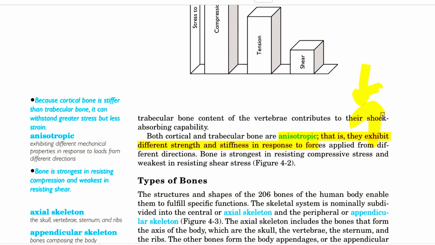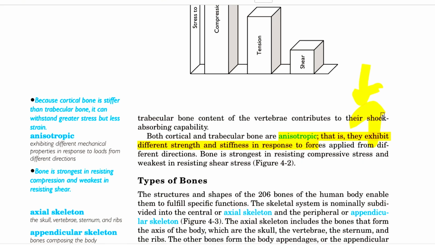So it basically shows that bone is strongest when force is applied in compression. Bone is strongest when resisting compressive stress and weakest when resisting shear stress. This is why they can bear compression but cannot bear the shear force. In between, there is tension.